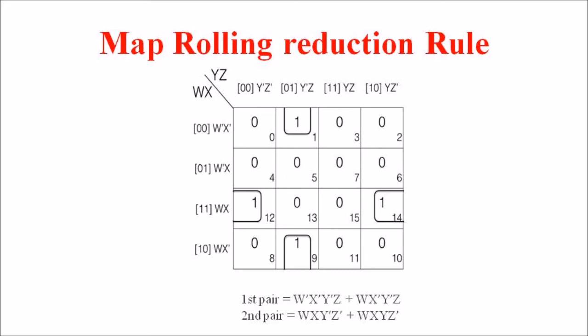In the map roll reduction, marking the pairs is represented as in this K-map figure. Here we can see two sets of pairs, and these pairs are rolled in the top and bottom as well as in the left and right. The first pair is w dash x dash y dash z plus w x dash y dash z, and the second pair is w x y dash z dash plus w x y z dash.